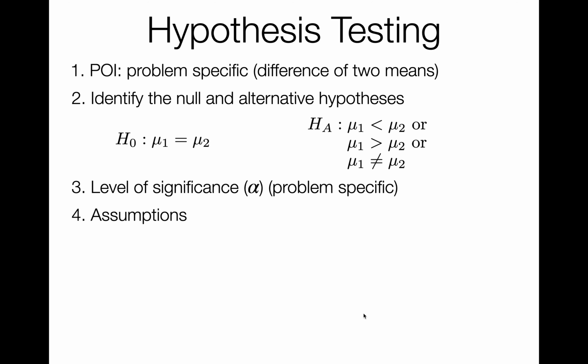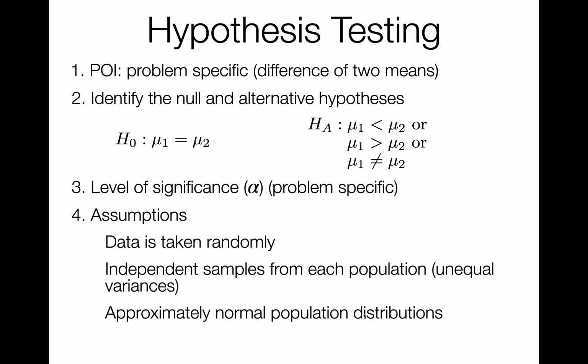Step 4, the assumptions. The assumptions for the hypothesis test are going to be the same as the assumptions for the confidence interval that we did last time. Those assumptions are: the data is taken randomly for both samples. We have independent samples from each population, and specifically we have unequal variances. And third, both population distributions are normally distributed.